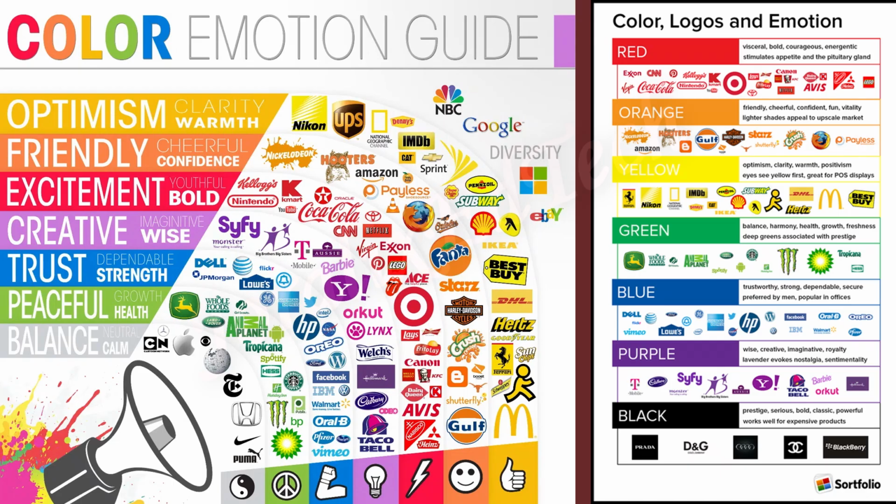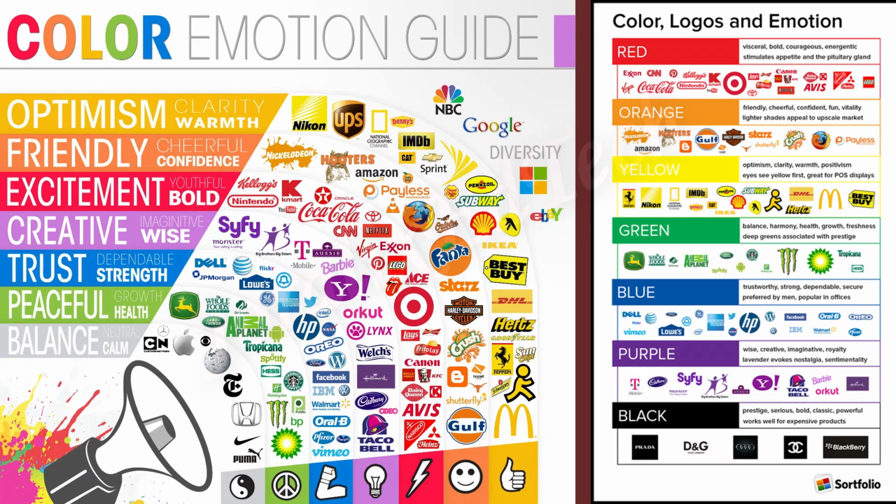And for blue color, it means trust, dependable, and strength. So we have here the Dell, HP, JP Morgan, Oreo, Ford, Facebook, and Oral-B. And for green color, it means peaceful, growth, and health. So we have here the Animal Planet logo, Android, Tropicana, Spotify, and Starbucks.